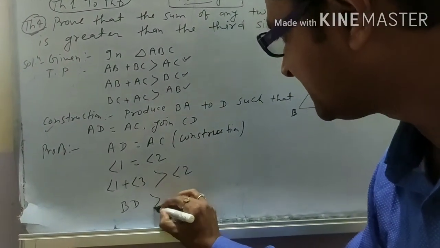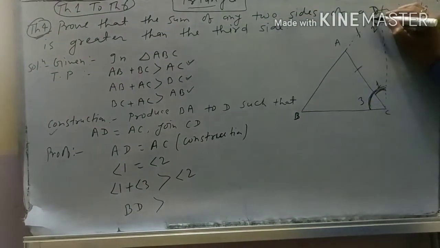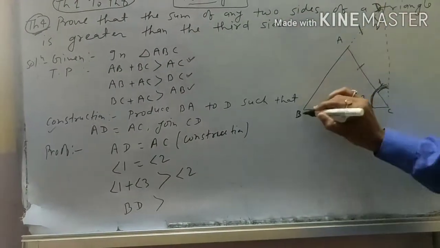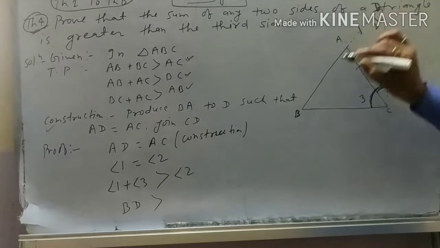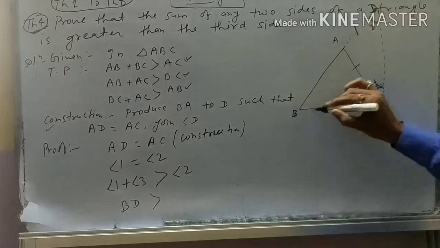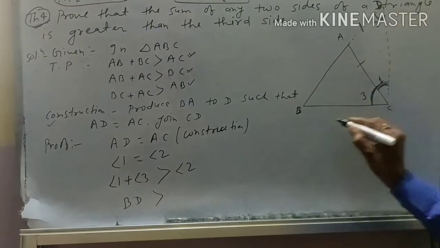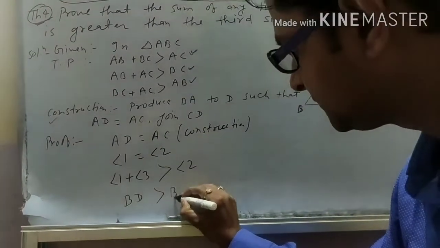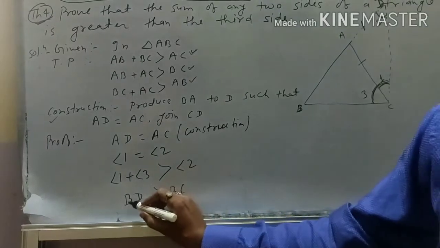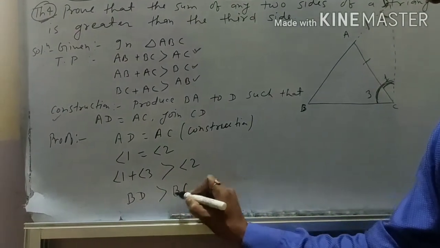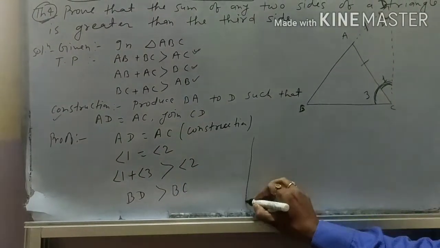So here angle BD is greater than angle 2. The opposite side of angle 2 in triangle DBC can be written as BC. So here, student, BD is greater than BC. Okay.